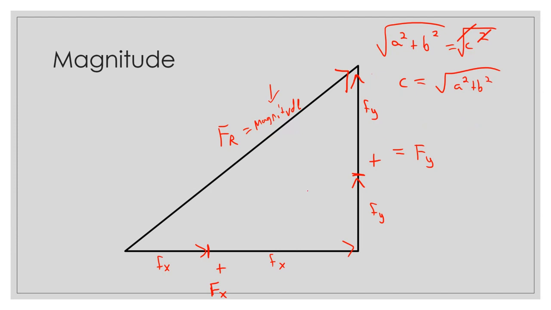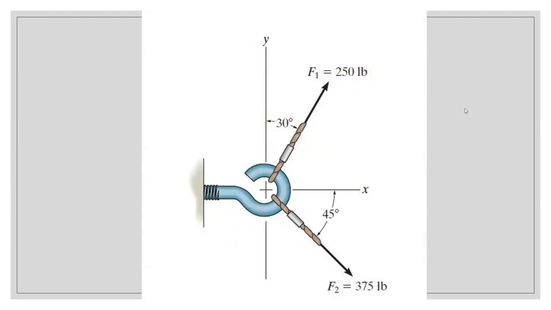Now, let's replace things. Usually this is an A, this is a B, and your C will always be the hypotenuse. So another way to rewrite this is that your FR is equal to the square root of your total Fx squared plus your total Fy squared. And that's it. That's how you get your magnitude, the same way you get your Pythagorean theorem. Okay, so let's move on to the next slide.